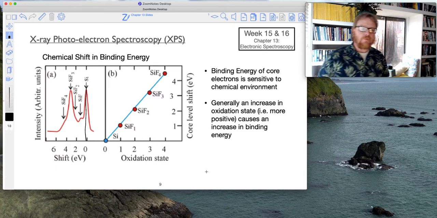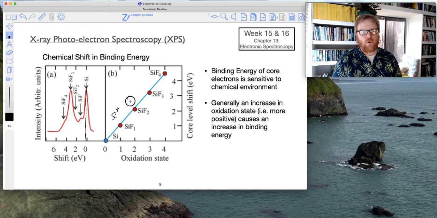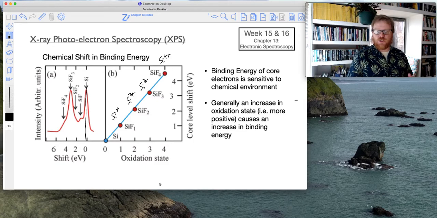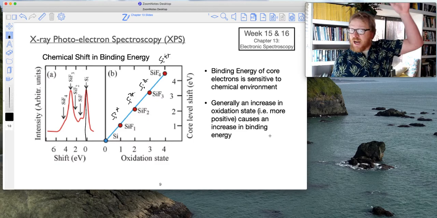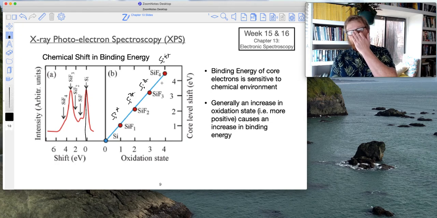Okay. But now what happens as silicon goes through these increasing oxidation states? So for example, a silicon bonded to one fluorine, right? That's an Si+. And a silicon bonded to two fluorines is an Si2+. And then an Si3+ and an Si4+. Okay. Well, so now when you think about it, you're trying to remove an electron from something that's now positively charged, right?